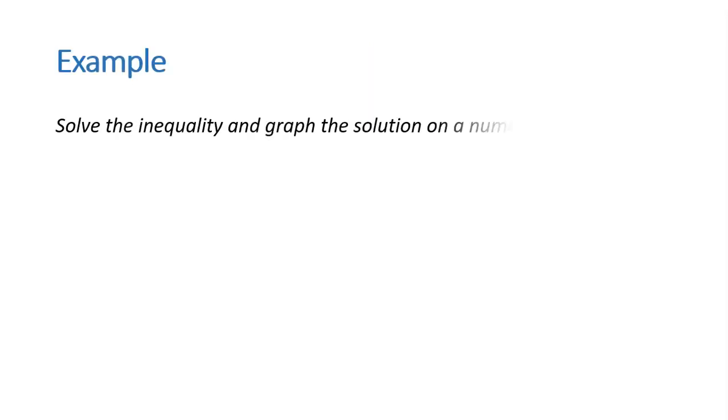So let's look at an example. We want to solve the inequality and then graph our solution on a number line. So our inequality is absolute value of x is less than 4. So we're saying whatever this number x is, it has to be less than 4 units away from 0. So we could travel out to 4 in the positive direction. We could travel out to negative 4 in the negative direction. We can go anywhere between those. We just can't go past those. So that means that x has to be between negative 4 and 4.